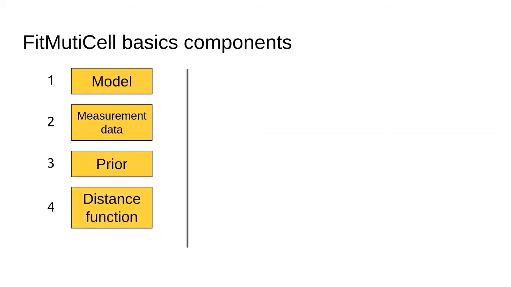The fourth element that you need to define in your FitMultiCell pipeline is the distance function. The distance function, or the objective function, is used to define how close the measurement data is to the simulated data. Many distance functions can be used, such as the L1 norm, L2 norm, and so on. Here is an example of a distance function that can be used. It is nothing but the absolute value of the difference between the X and Y arrays. X could be the measurement data, and Y could be the simulated data.